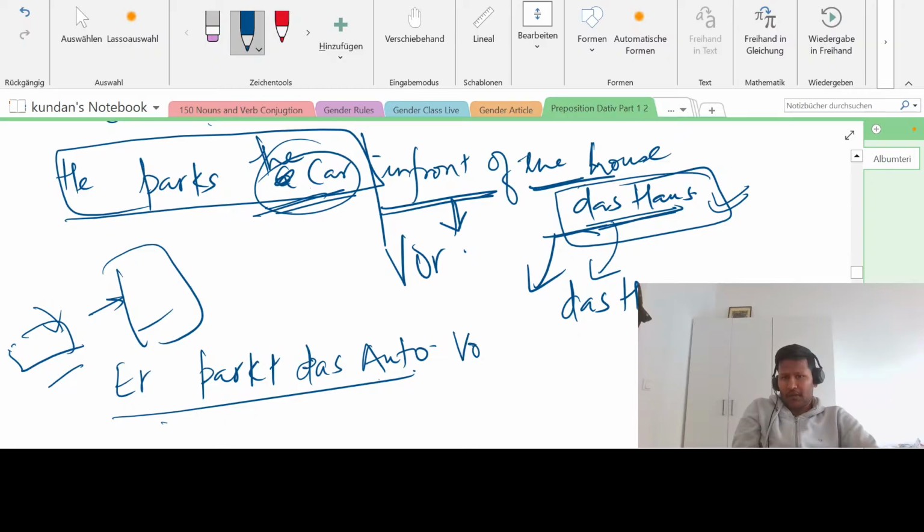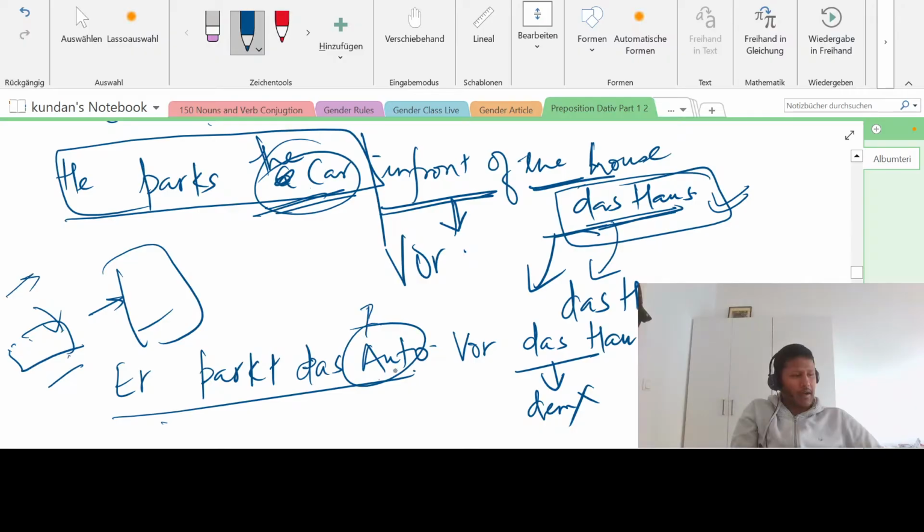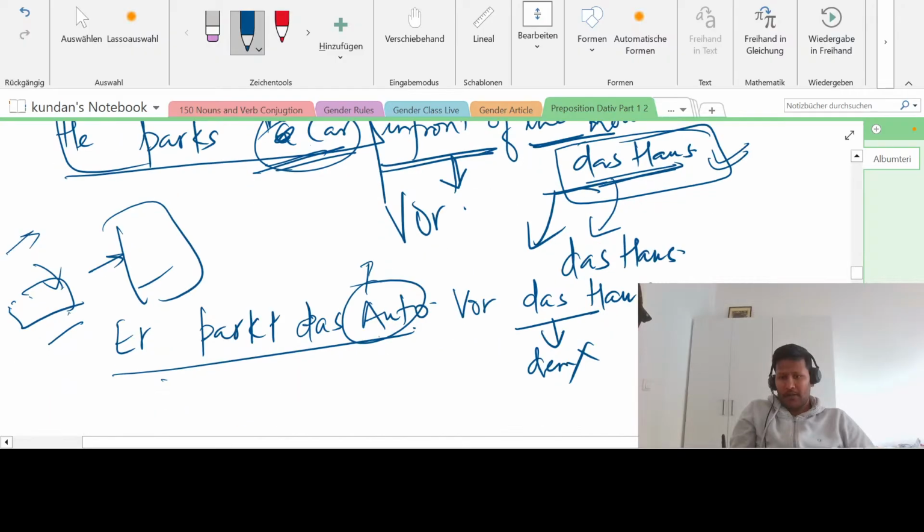So vor das Haus. This is not changing to dem Haus because the car was not here. He is parking the car in front of the house. So there's a movement, clear movement. This is not location. It is a movement. I hope this part is very clear to every one of you. Let me see if anyone has put something and they have not understood. Meanwhile, I'm just dragging down. You can put in the chat if you have not understood.